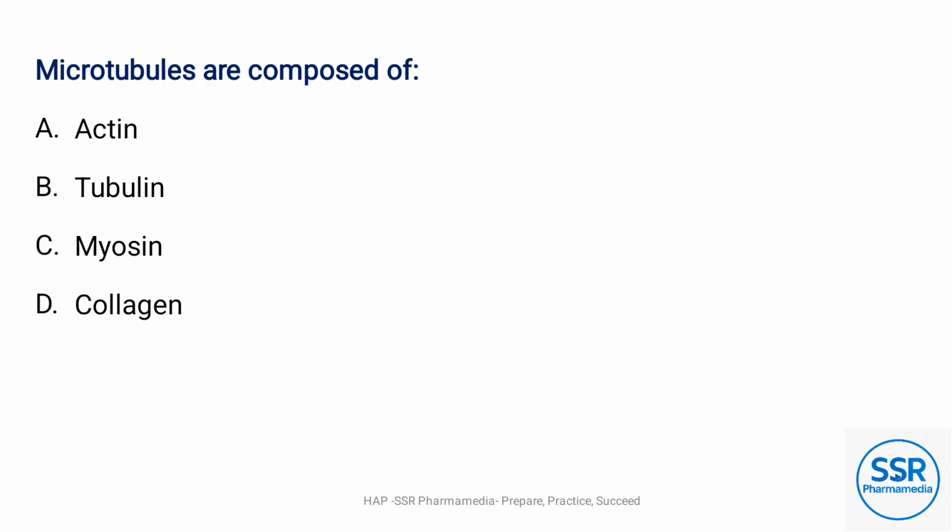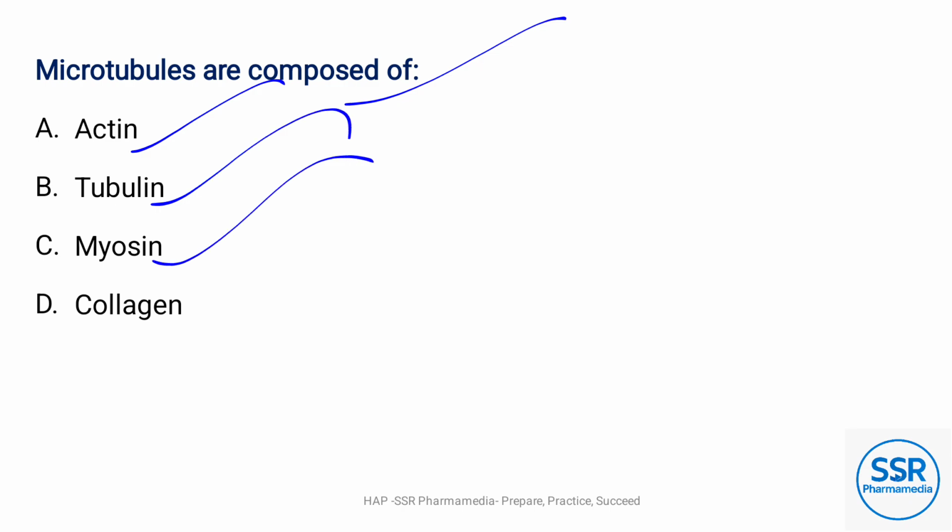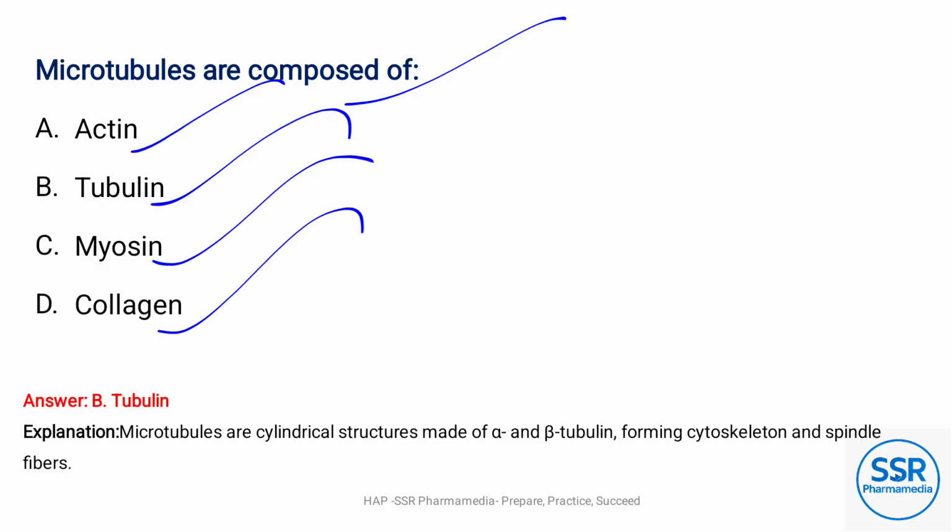So next question, microtubules are composed of: option A, actin; option B, tubulin; option C, myosin; option D, collagen. So the answer is option B, tubulin. Microtubules are cylindrical structures made of alpha and beta tubulin, forming the cytoskeleton and spindle fibers.